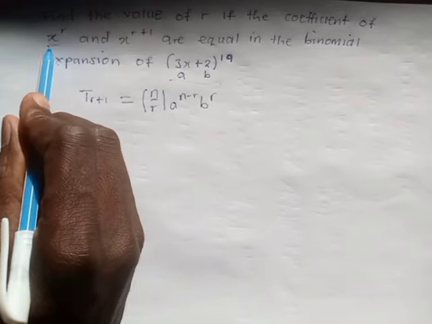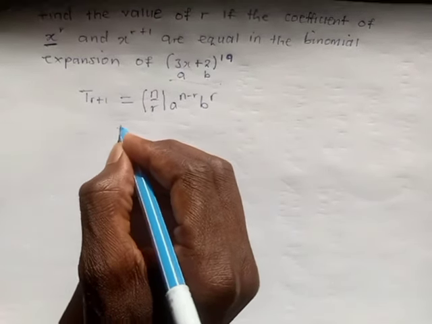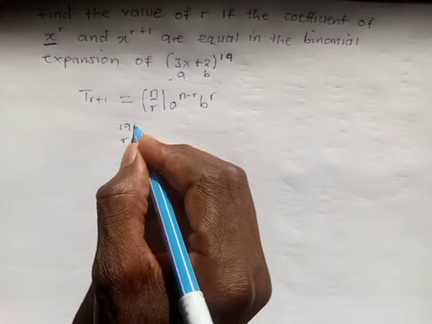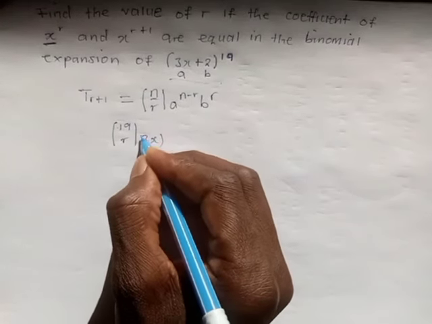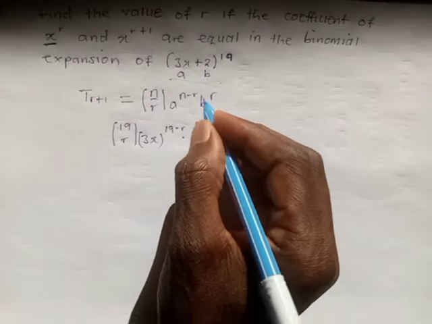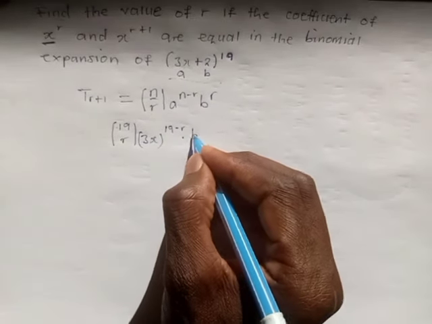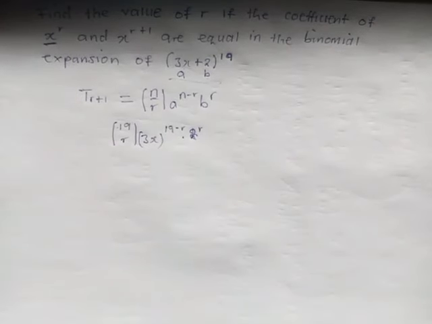If you start with this one, to find the coefficient for this, we have to write it like this. I'll say 19Cr. Then here I'm going to write 3x to the power of 19 minus r, multiplied by the b that you have, which is 2 to the power of r. On the first part, we are done. Then I'll go to the second part.